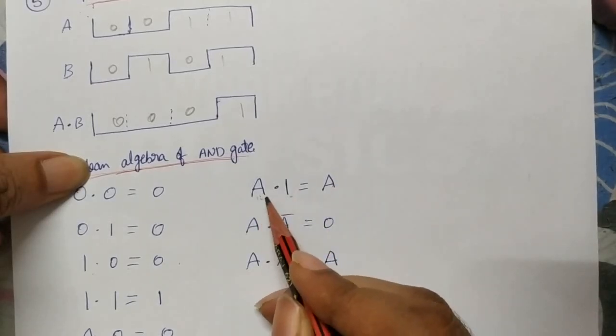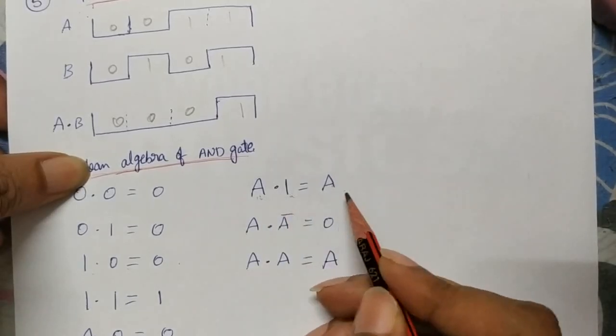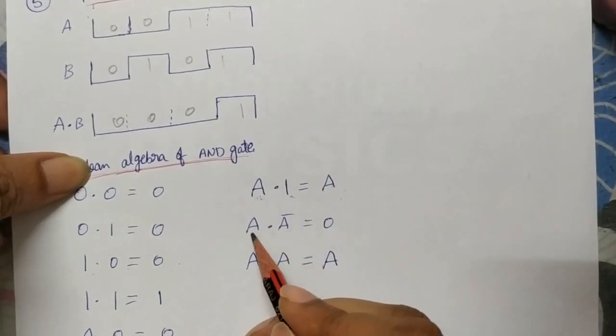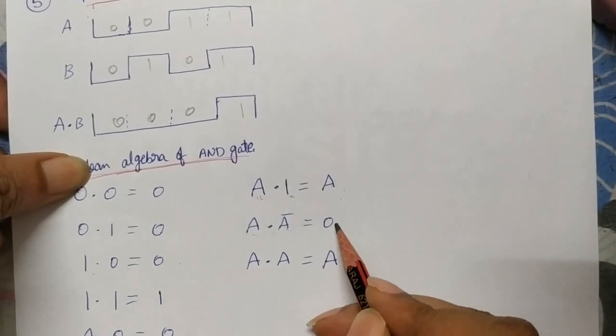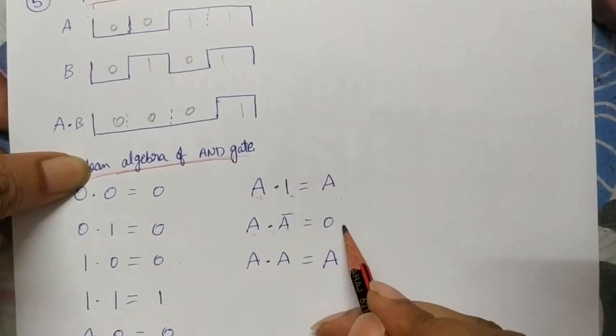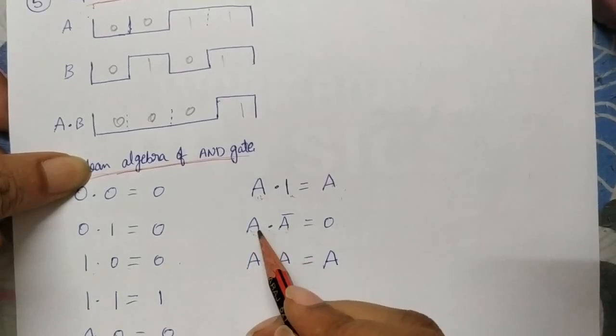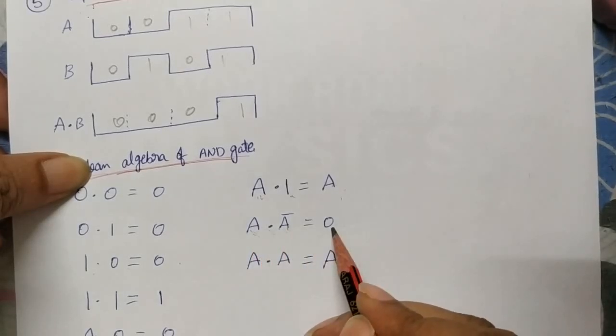That means whatever the A value is, that only we are getting. That's why you can take it as A here. And A dot A bar. If A is 1, A bar is 0, then you get 0, because if any one is 0, you get 0. If A is 0, then A bar is 1, and 1 dot 0 is 0. That's why you get 0 here.